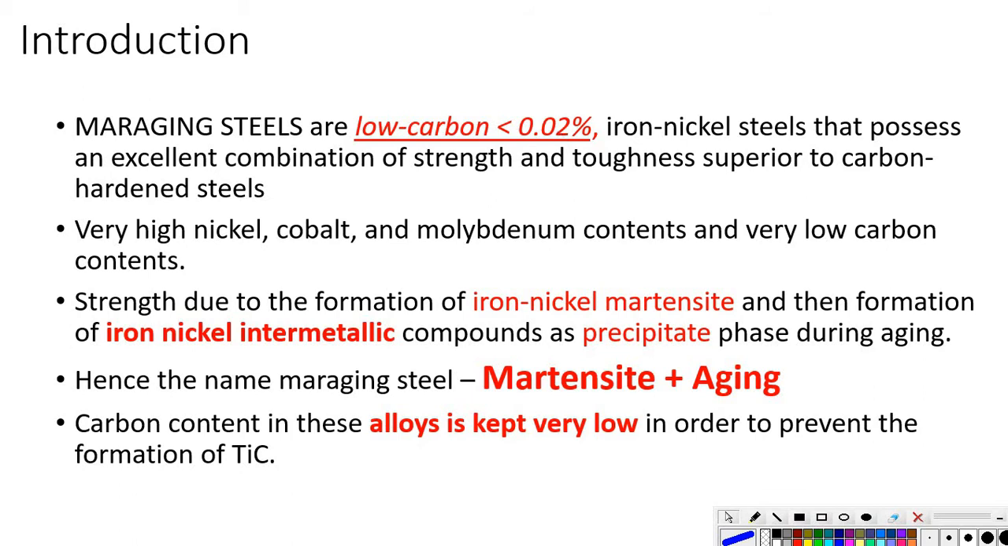And the next one is this Maraging steel. Even though the percentage of the alloy element carbon is low, we use other alloy elements such as nickel, cobalt, molybdenum, and titanium for making this Maraging steel. The percentage of nickel is around 18 to 25 percent, and cobalt, molybdenum, and titanium are also used as alloy elements to improve the properties of the Maraging steel.